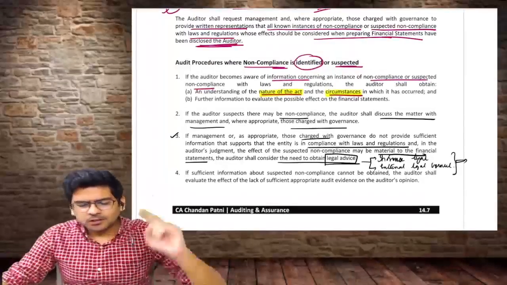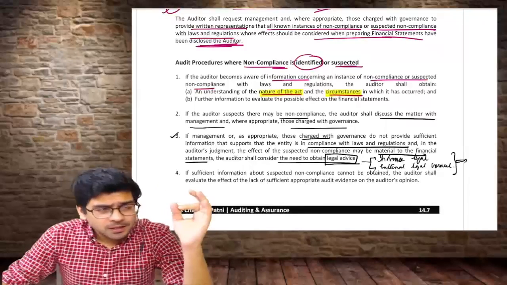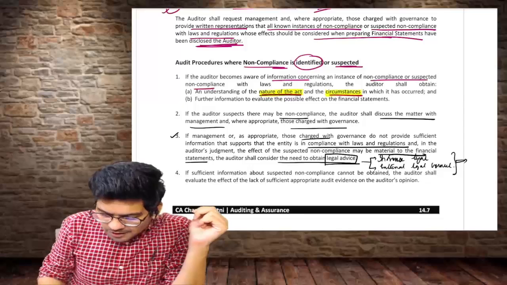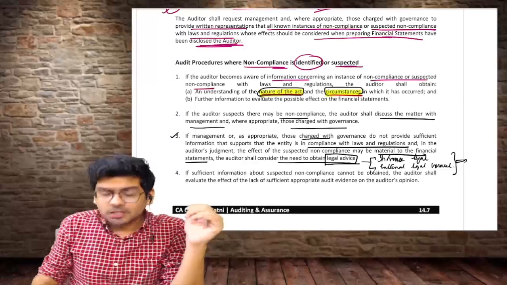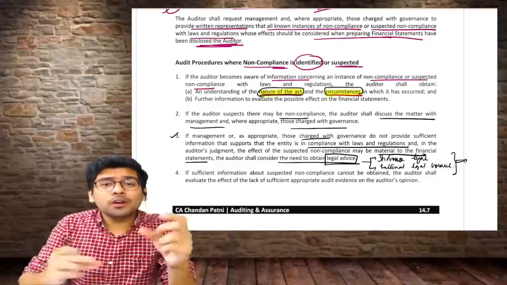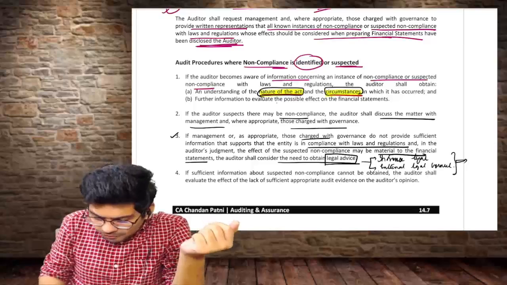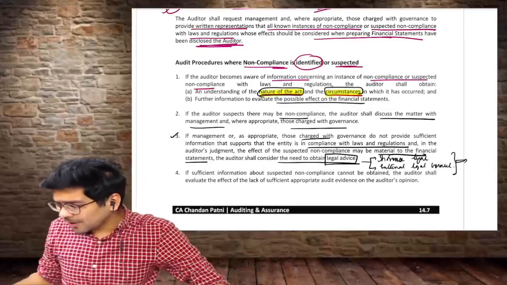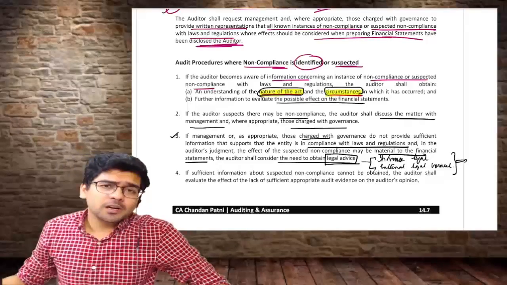What have we covered here? If you come across any instance of non-compliance or you have doubt, the first thing you need to do is understand the nature of the act and the circumstances in which it has occurred, and consider the impact, whether it is going to have an effect on the financial statements. Second, if there is non-compliance or you suspect it, you should discuss with the management and TCWG.